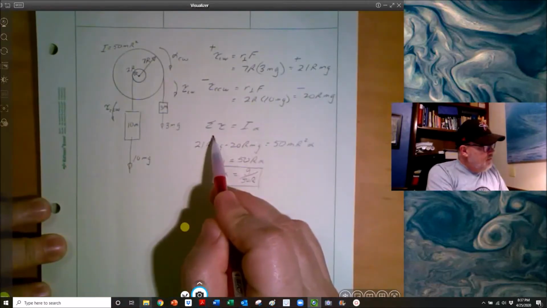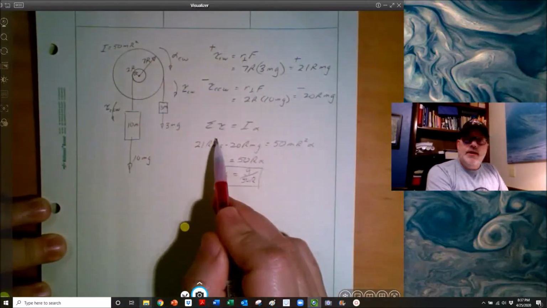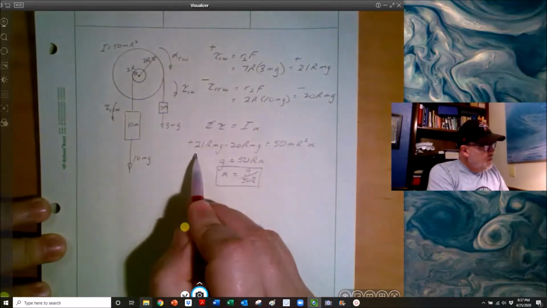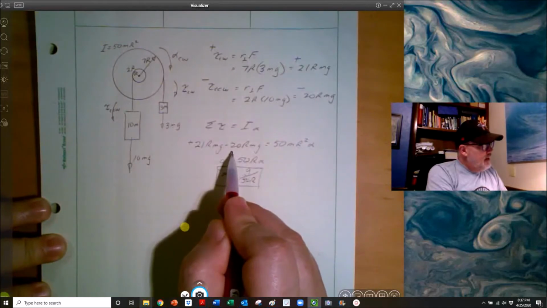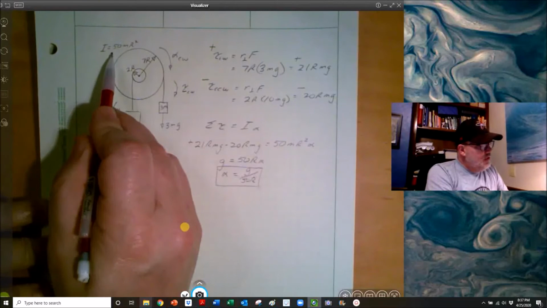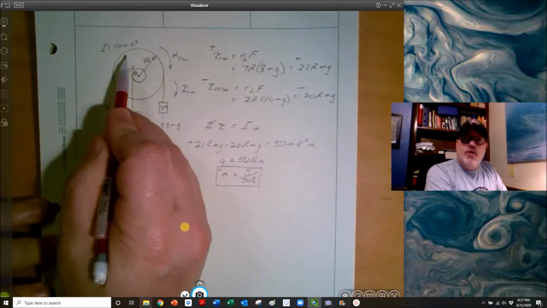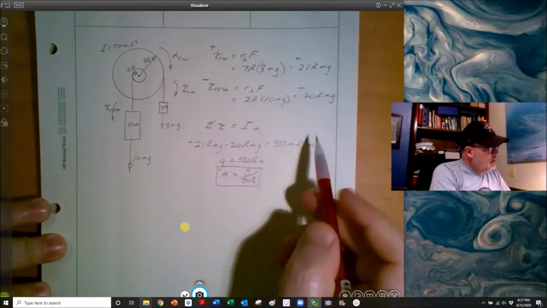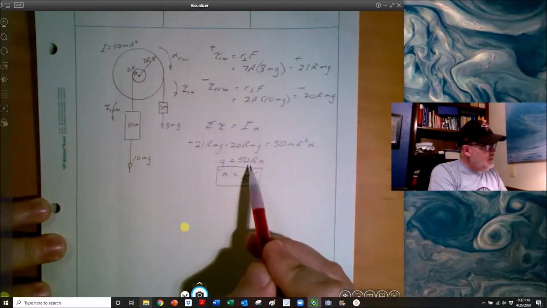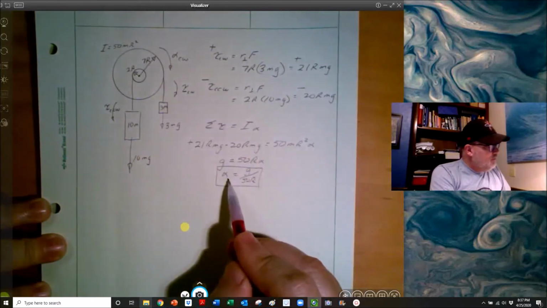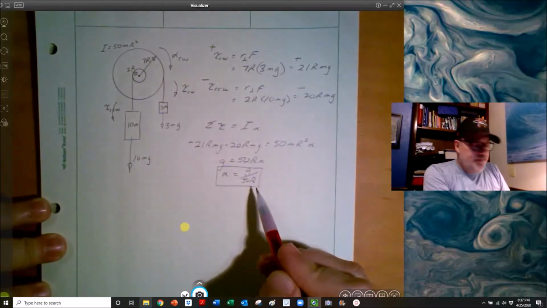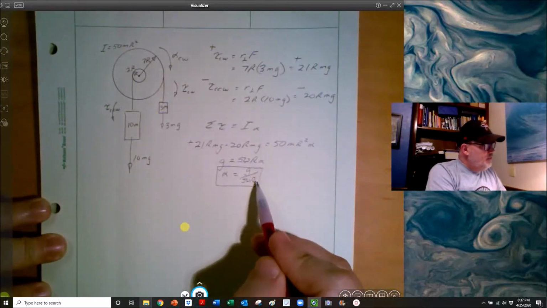We can figure out what that acceleration is going to be using Newton's second law for rotation. So I have a positive clockwise torque and a negative counterclockwise torque. And then I, our rotational inertia, is given as 50 mr squared, and I plug that in here. Lots of things cancel: the m's cancel, one of the r's cancels, and I'm left with g equals 50r alpha. Solving for alpha, I get g over 50r. Notice the units come out correct. So that's going to be radians per second squared.